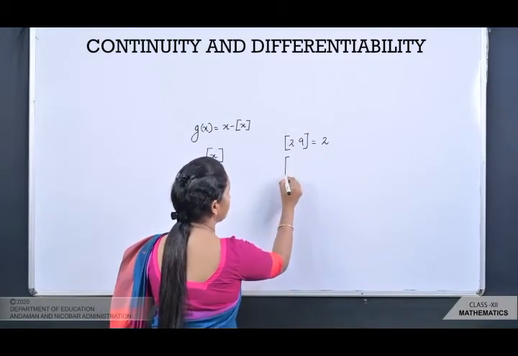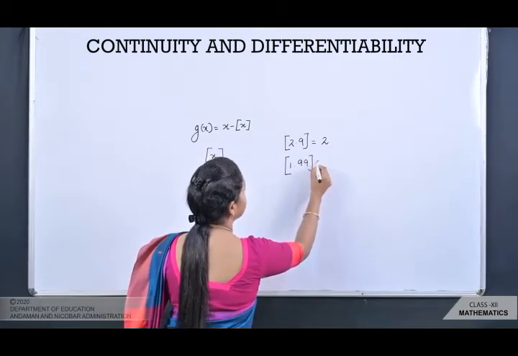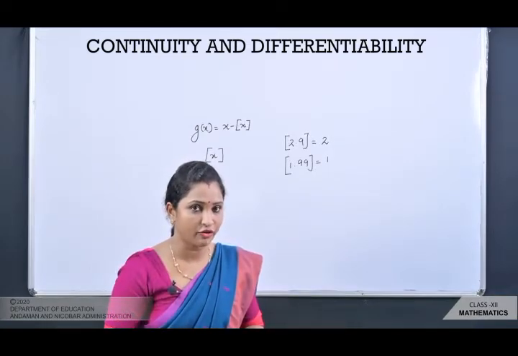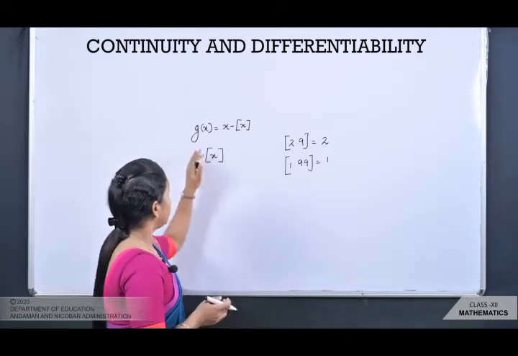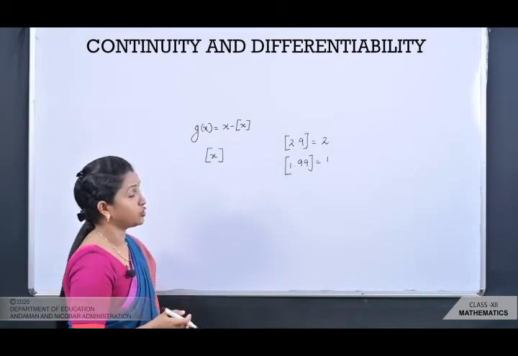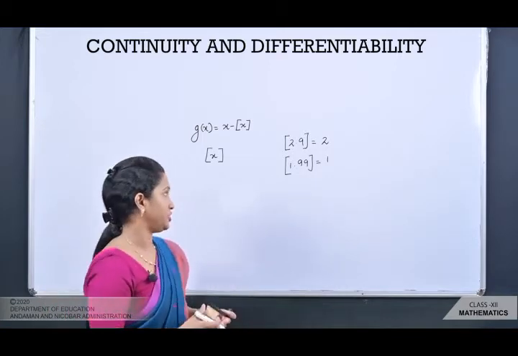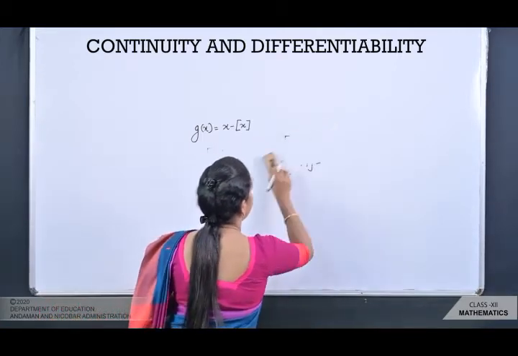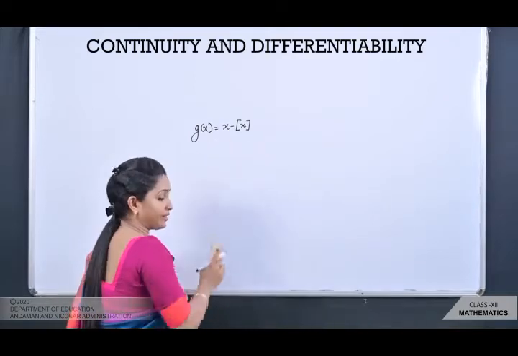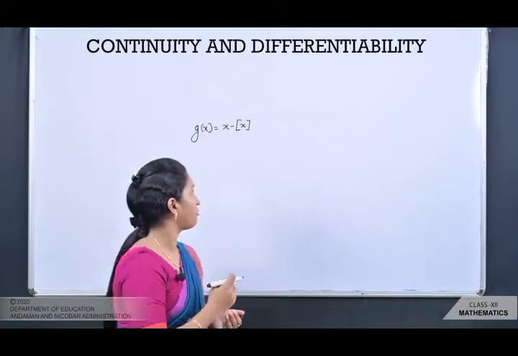Again, if you find the greatest integer of 1.99, the answer will be 1. I think it's clear to you what is the definition of greatest integer. If you see this question, g of x is equal to x minus greatest integer x, you have to show that this function is discontinuous. So what I am going to do, I am going to take the left hand limit and right hand limit. Since the point is not given, we will take an arbitrary point.